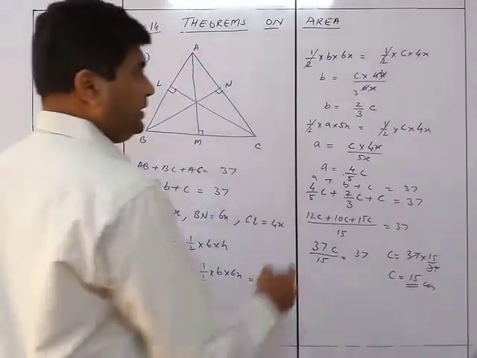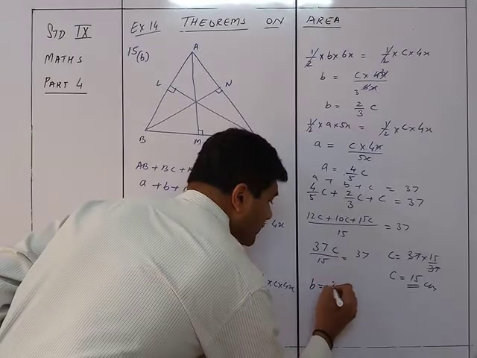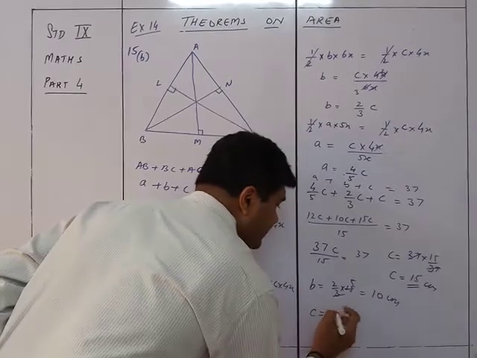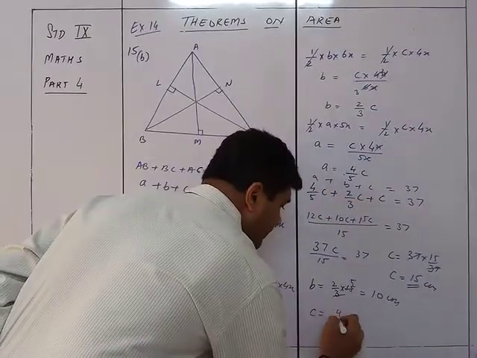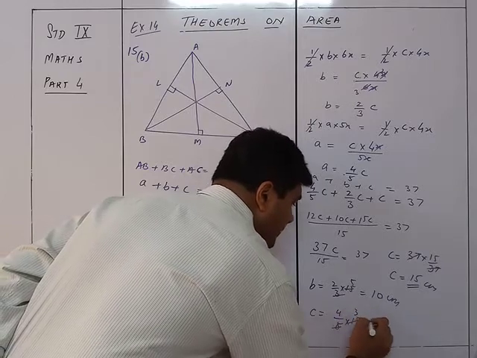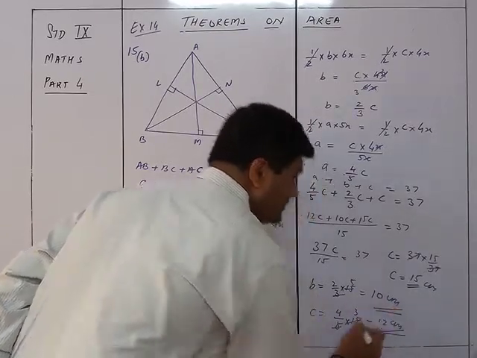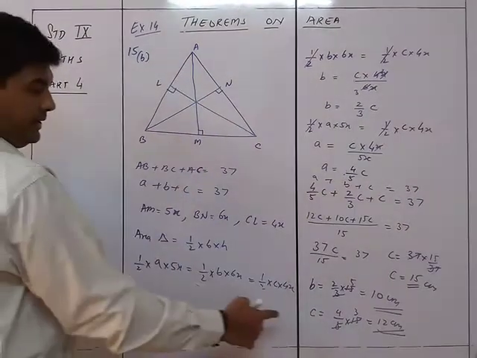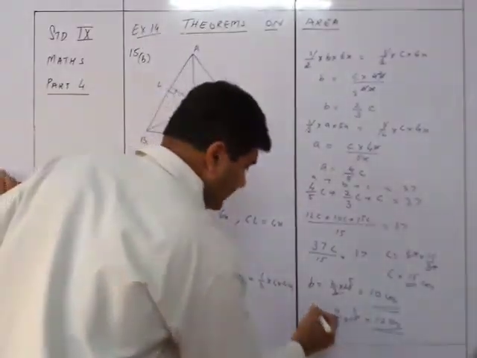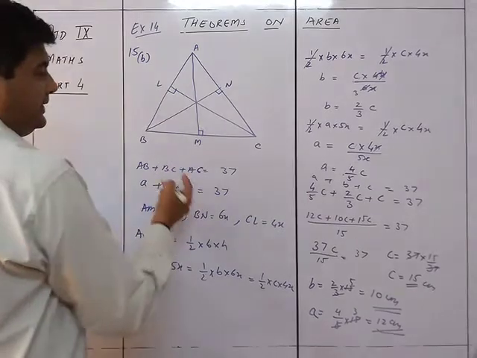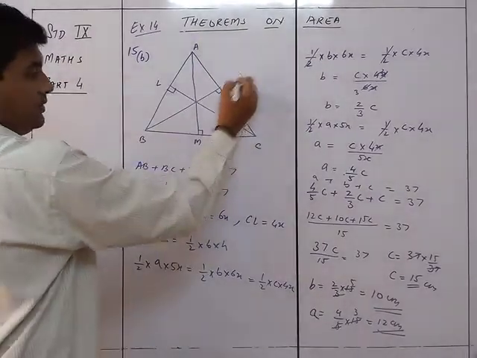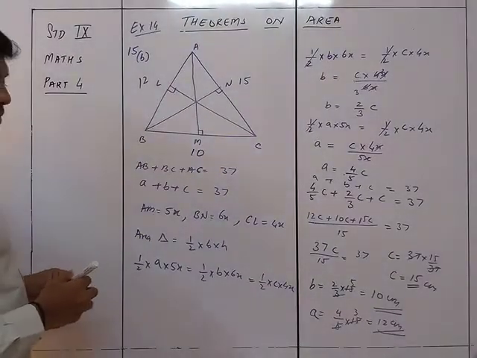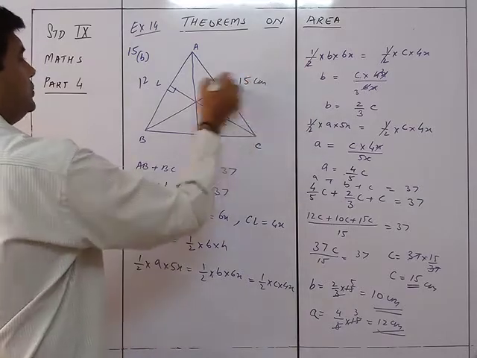We now find out B is 2 upon 3. So B is equal to 2 upon 3 into 15. That is equal to 10 centimeters. And A is equal to 4 upon 5 into 15. That is 12 centimeters. That's the answer. The sides are 12, 10 and 15. Okay. This is C. Sorry. AC is 15. The BC is 10 and this is 12.